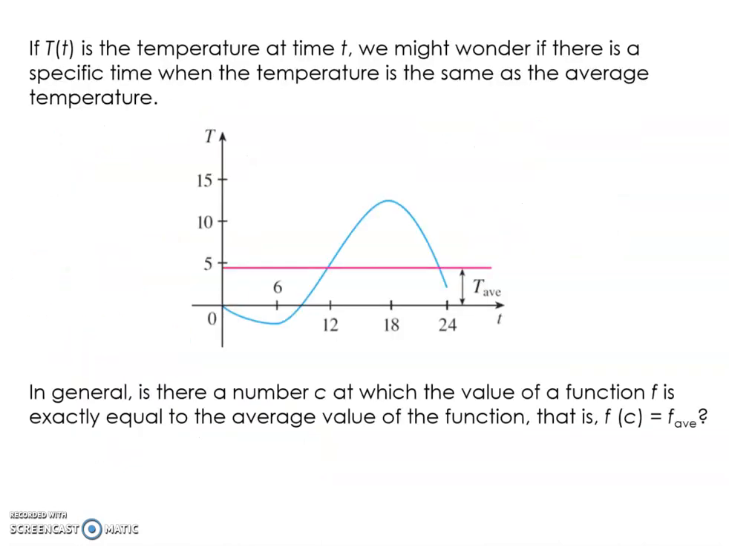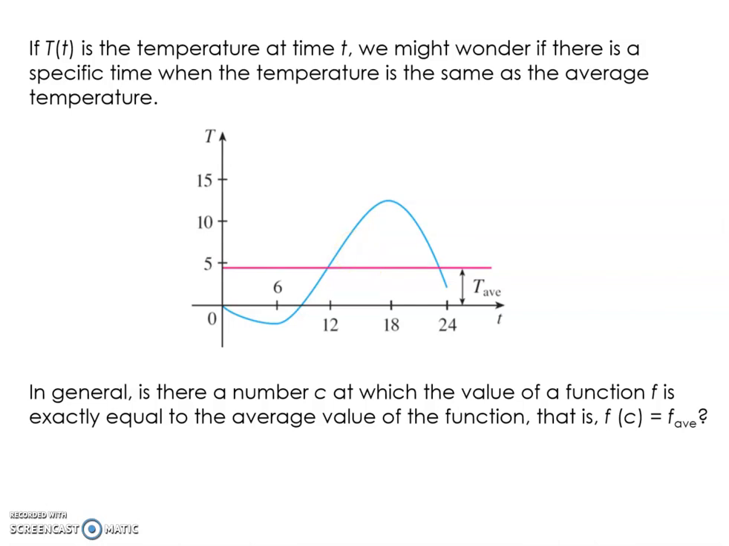Okay, so another part of average value, what we're going to look at is a kind of real-world problem. So in this case, this picture is a picture of temperature. So T of t is the temperature at time t, and we might wonder, is there a specific time when the temperature is the same as the average temperature? So the blue graph is the temperature graph. The red line is the average temperature, and it's a constant. So once we get an answer for the average temperature, that's what it is.